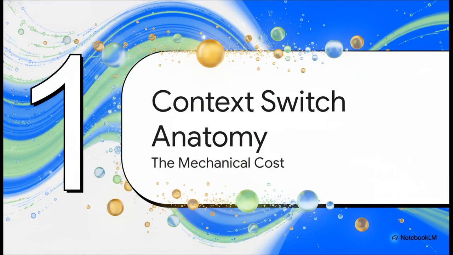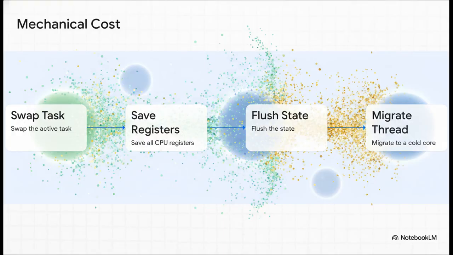Section 1, Anatomy of a Context Switch. Let's zoom past the user interface and get right down to the silicon level. What actually happens when your system decides it needs to multitask? A context switch isn't just some simple, clean move. It's a violent interruption. Look at the mechanical cost here.